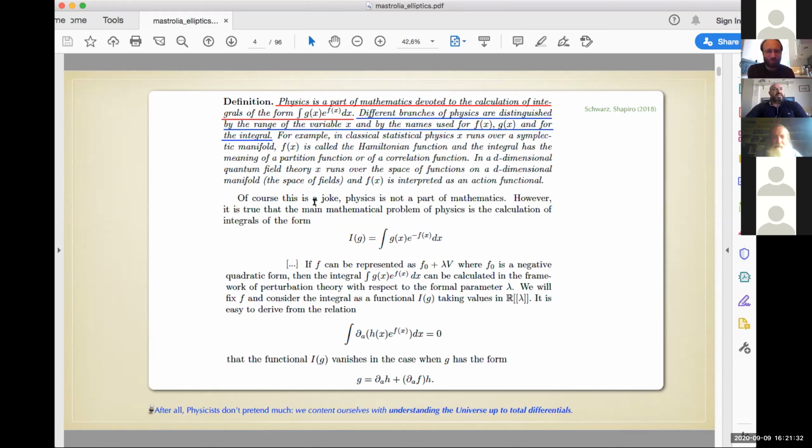Of course, as they say, this is a joke. Physics is not part of mathematics, but it's out of question that as physicists, we content ourselves to know what surrounds us up to a total derivative. And as also in many cases in the physics application, it happened, we forget the role of the integration boundary. Also in their formula, there is no integration boundary, but it's understood the property to be there in order to guarantee the vanishing of a total divergence here.